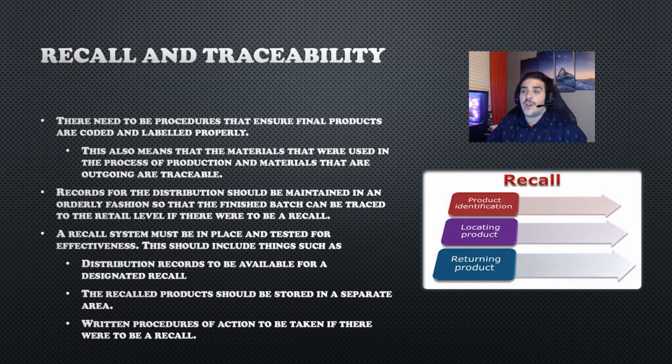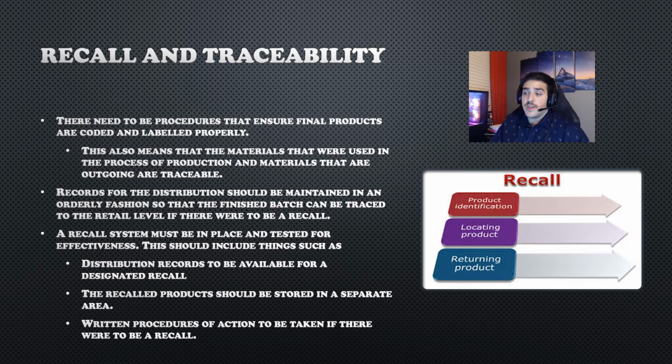Next, you have the recall and traceability. There need to be procedures that ensure final products are coded and labeled properly. This also means that materials that were used in the process of production and materials that are outgoing are traceable. Records for distribution should be maintained in an orderly fashion so that the finished batch can be traced to the retail level if there were ever to be a recall.